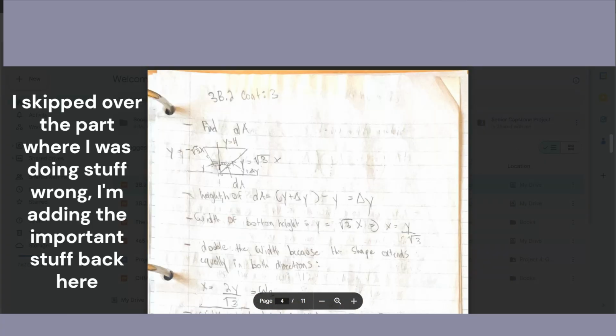This is the differential area that we're trying to model. So it's like this little slit and it moves up and down based on coordinate y. So the height of dA is y plus delta y minus y, or you could just say it's delta y. It's just the thickness of this slit, basically. So yeah, it's pretty self-explanatory.